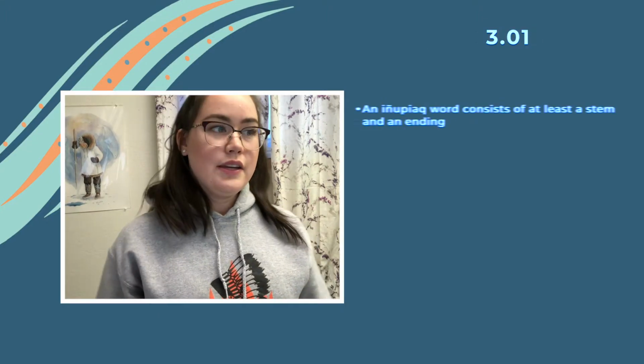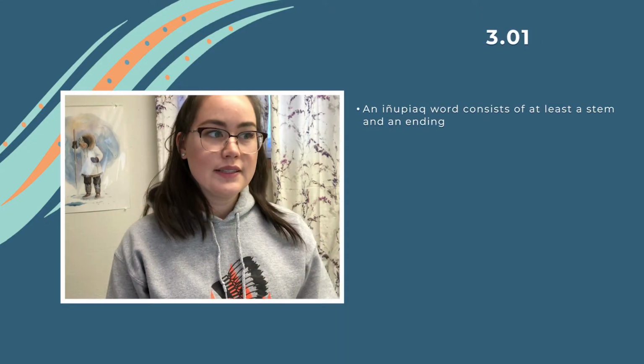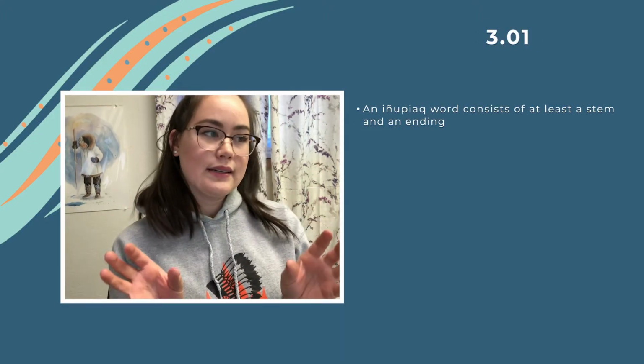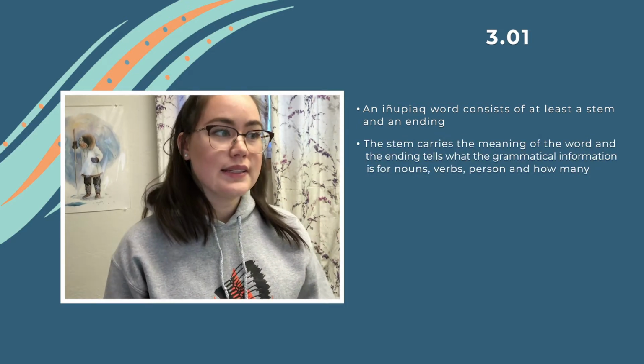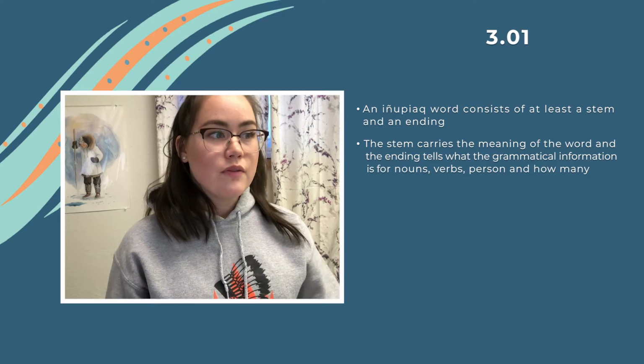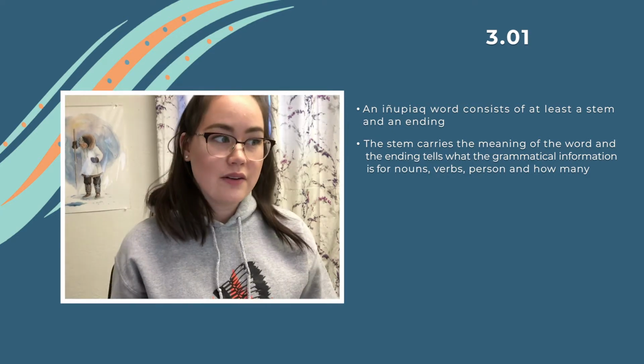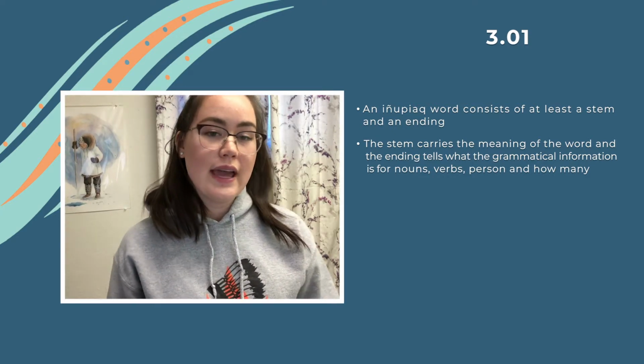This is chapter 3.1 to 3.10. An Inupiaq word consists of at least a stem word and an ending. The stem carries the meaning of the word, and the ending tells the grammatical information for nouns, verbs, person, and how many.